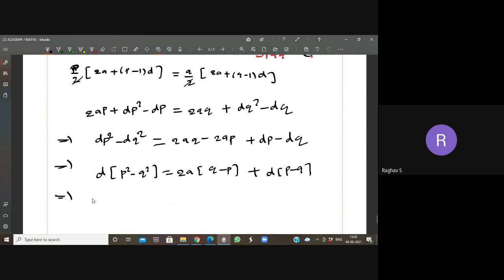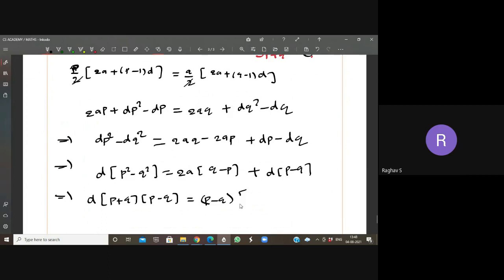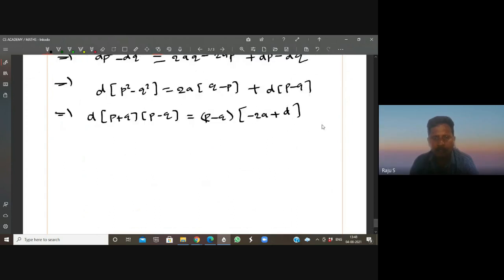So this is p plus q into p minus q. Now p minus q will cancel. Actually, p should not equal q so that we can cancel it. Because if p is equal to q, both sides will be 0 and we cannot find any d value. So p should not equal q, so that p minus q is not equal to 0, and only then can we cancel on both sides.